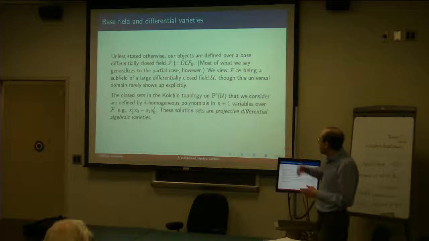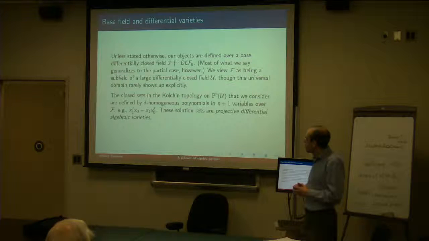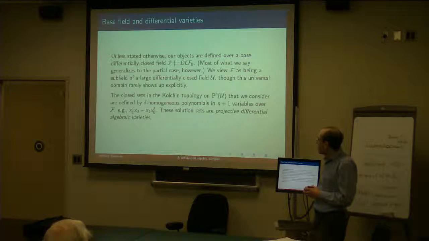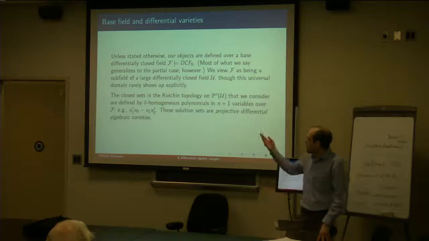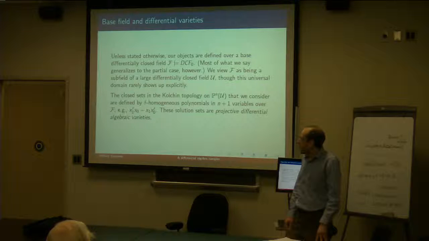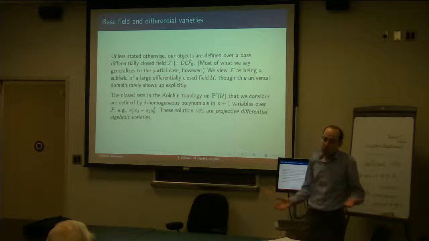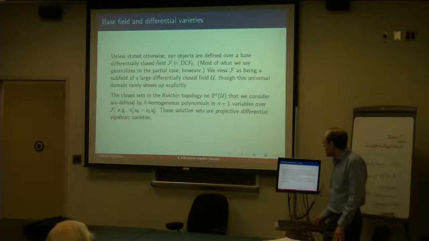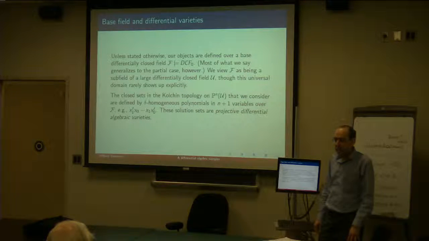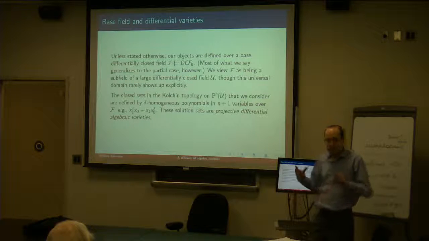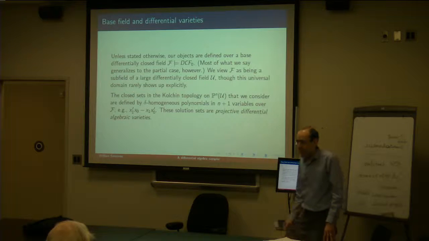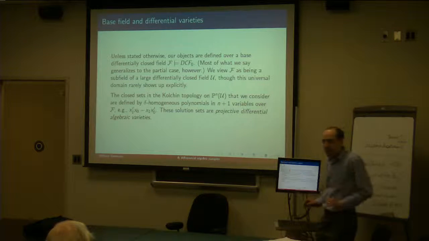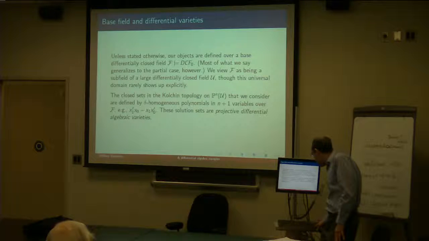So we have this monster model U, a big differential field in the background, but I don't think it really shows up again. And just the easiest example of a differentially homogeneous polynomial is what you get when you homogenize the equation x prime equals 0. So these solution sets are projective differential algebraic varieties, which is kind of a mouthful. So I'll probably just say projective differential varieties or differential varieties, or even just varieties, if it's clear. If it's not, feel free to clarify.